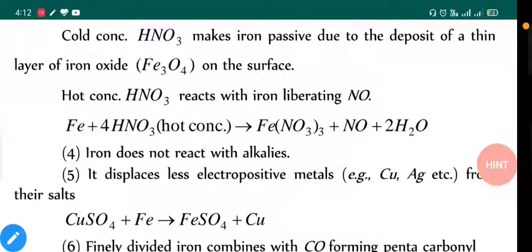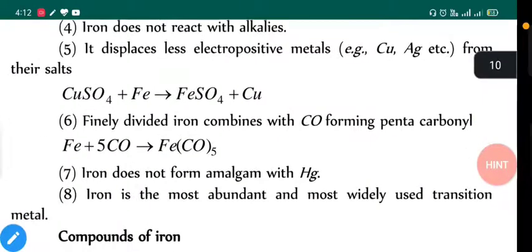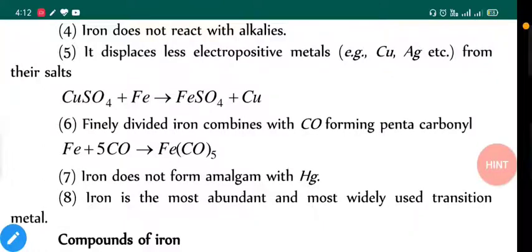So just like aluminium, the Fe3O4 layer on the surface of iron in the presence of HNO3 will protect the iron. Hot concentrated HNO3 reacts with iron liberating NO, and the reaction is as follows: Fe plus 4HNO3 hot concentrated gives Fe(NO3)3, NO and H2O. Iron does not react with alkalis, and it displaces less electropositive elements like Cu or Ag from their salts. From the data of their electrode potential, we can say that copper and Ag, that means silver, are both comparatively less reactive than iron.